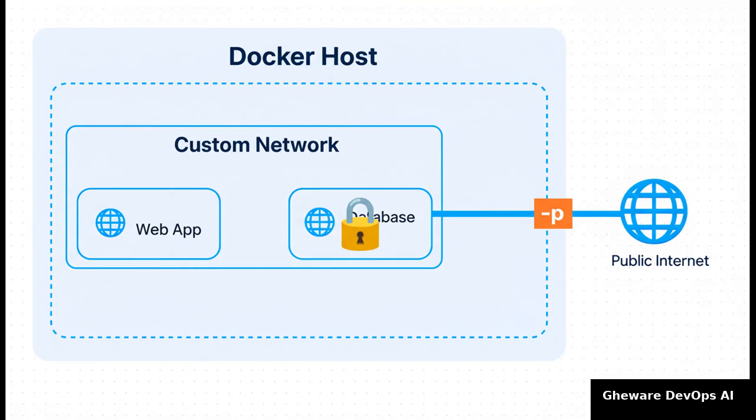Now this is where it all comes together. Look at the web app command. We use the -p flag to publish its port. This connects the port inside the container to a port on the host machine, making it accessible to the outside world. But now look at the database command. Notice what's missing? There is no -p flag. The database is completely sealed off from the outside. The only way to reach it is from inside that same custom network. This is so important for security.